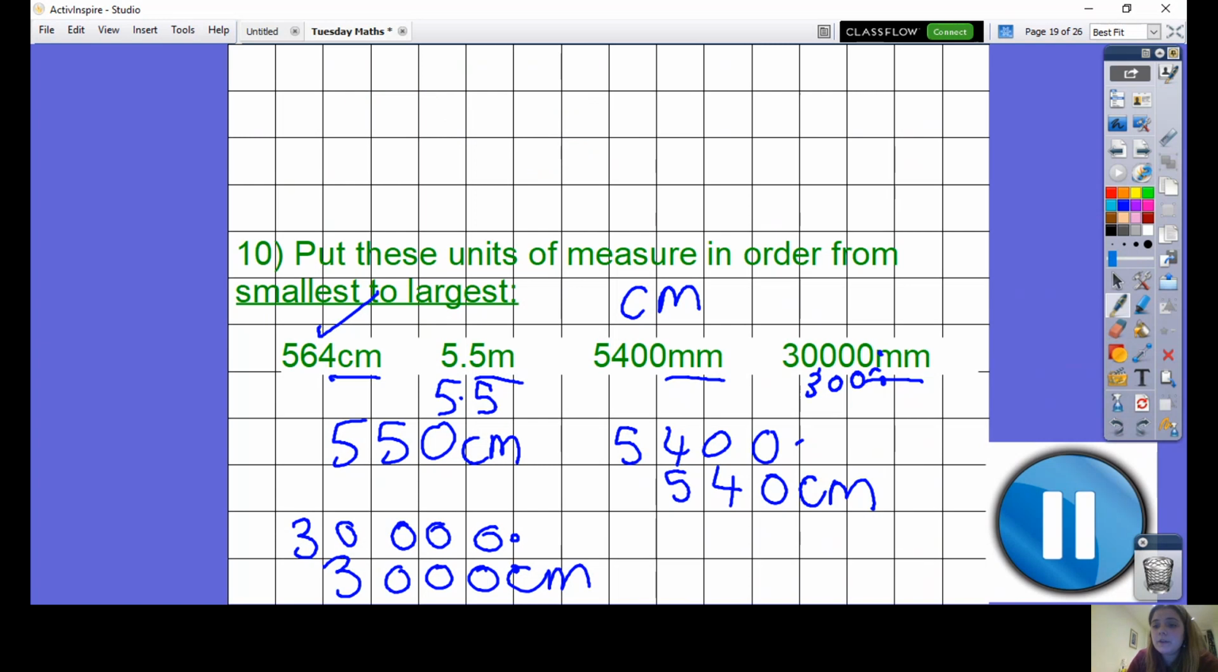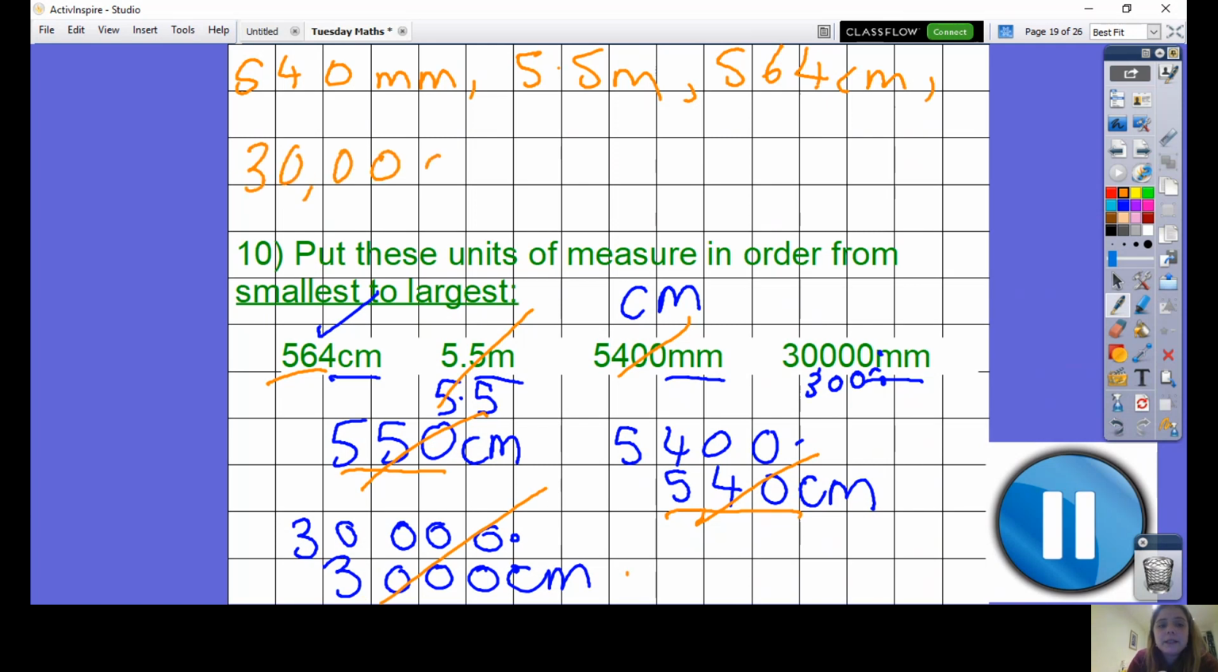Remember, I'm starting with the smallest and I've got to write it as an original form. Is that going to be 564, 550, 540, or 3,000? 540 first. In its original form, that was 5,400 millimeters. Comma, next one. I'm now going to look for 550. In its original form, that was 5.5 meters. Next, it will be 564 centimeters. And finally, this one in its original form was 30,000 millimeters. Well done if you got that in the correct order.